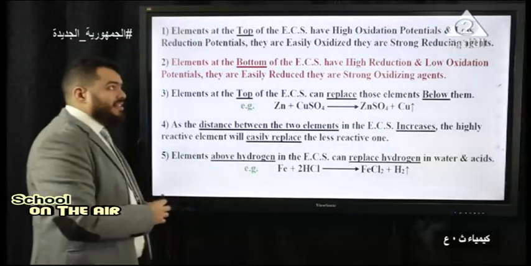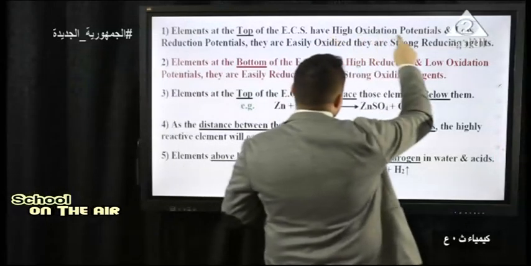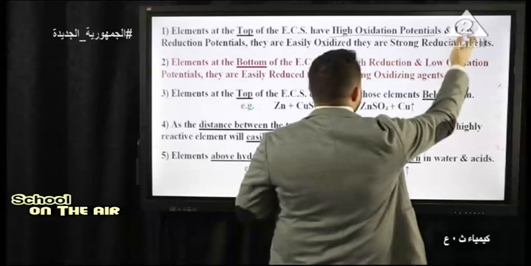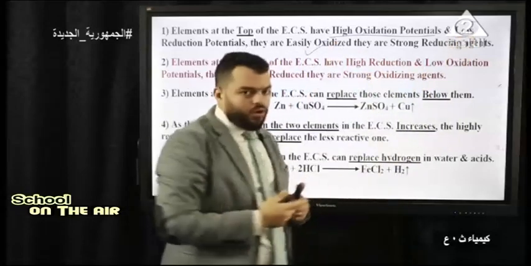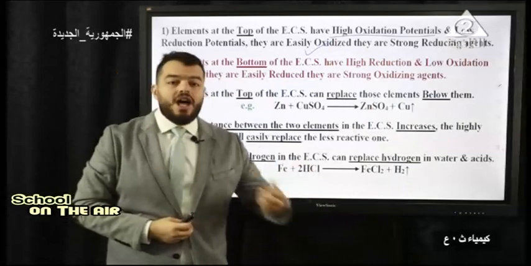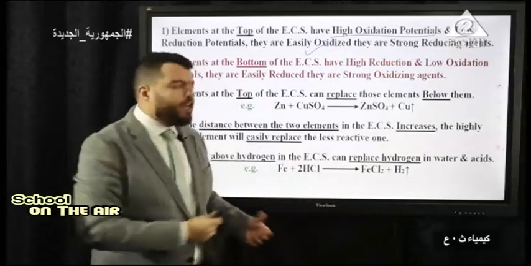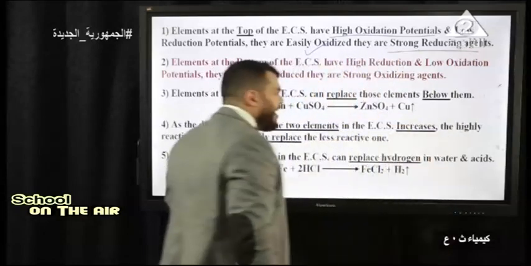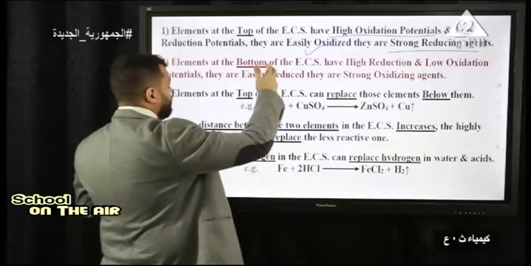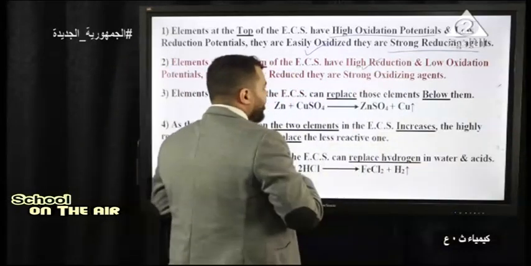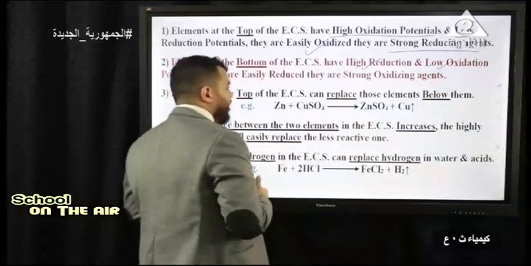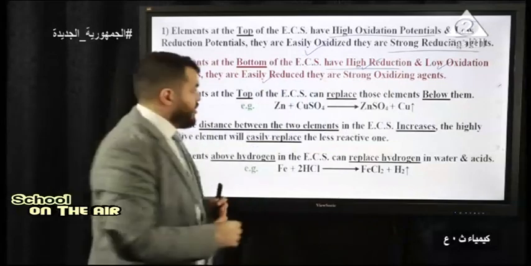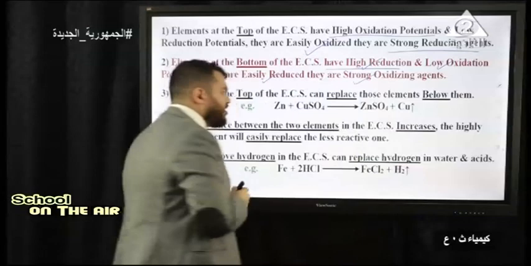Elements at the top of the electrochemical series have high oxidation potential, so they have low reduction potential, and they are easily oxidized. Okay? High oxidation potential means I love to be oxidized. So they are easily oxidized and they can act as a strong reducing agent. Okay? Elements at the bottom have high reduction potential and low oxidation potential. So high reduction potential means that they are easily reduced and they are a strong oxidizing agent.